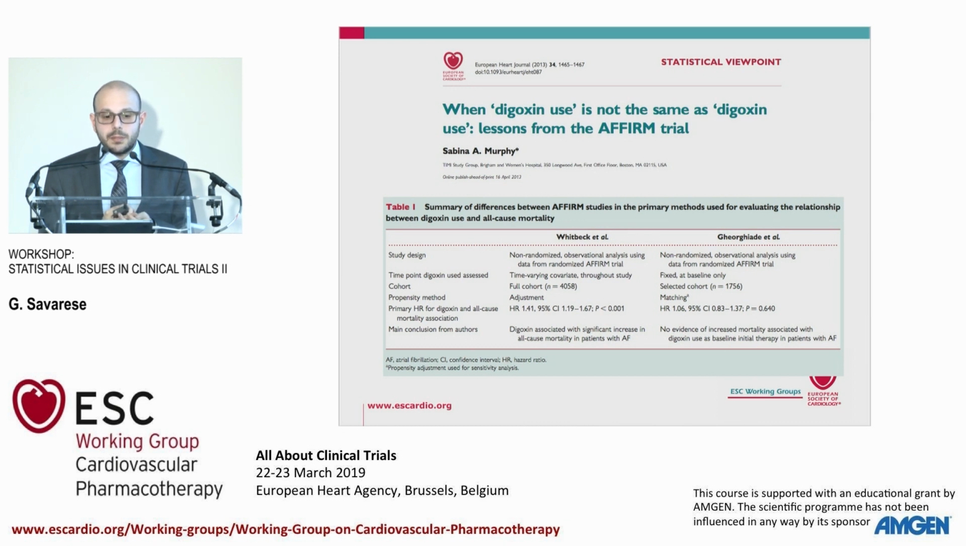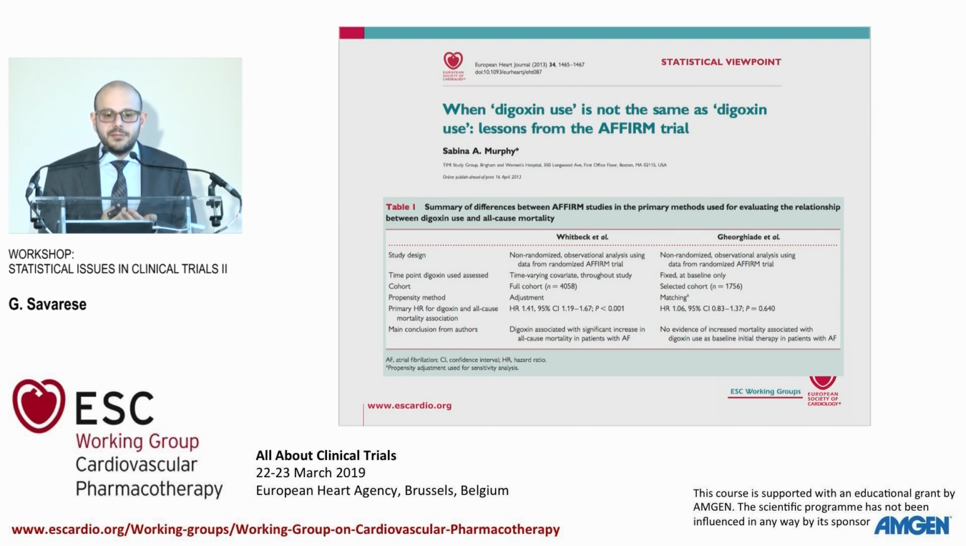In the first study, the one using multivariable models, they used the full cohort, so it was 4,000 patients, whereas in the second study, they selected the cohort a lot, so they had less than half of the original cohort. They used a very good method for the adjustments, propensity score matching, but they lost more than 50% of the population. In the first study, they used adjustment, whereas in the second study, they used matching. And the results, as you can see, were completely different. In the first study, there was a 40% statistically significant increased risk of mortality associated with the use of digoxin. Whereas in the second study, the hazard ratio was just 1, so it was completely neutral. So also the conclusions of these studies were completely different.